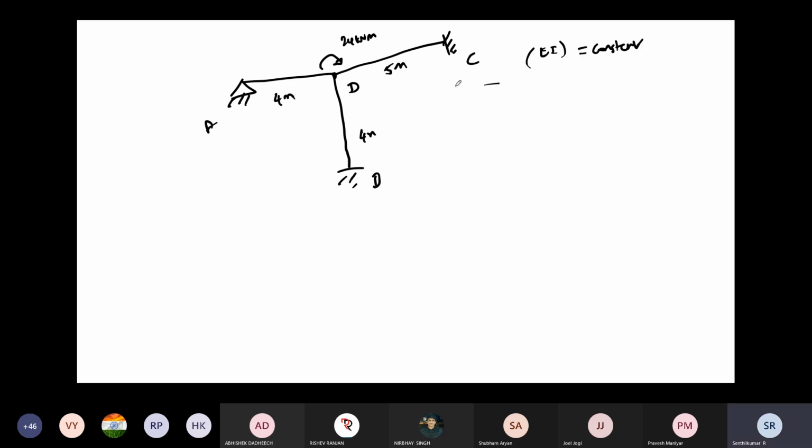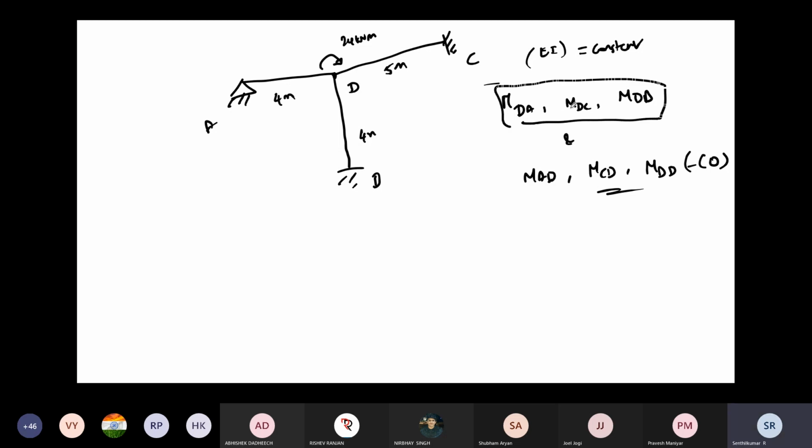Yes. So I'm applying the moment at joint D. What you have to find out is MDA, MDC, MDB, and MAD, MCD, MBD. If using the carryover factor, this is not going to be the exact moment, but using the carryover factor, how much you will assume. So first find out this one only I am asking. Applying the moment at joint D, what will be the moment in DA, DC, and DB?